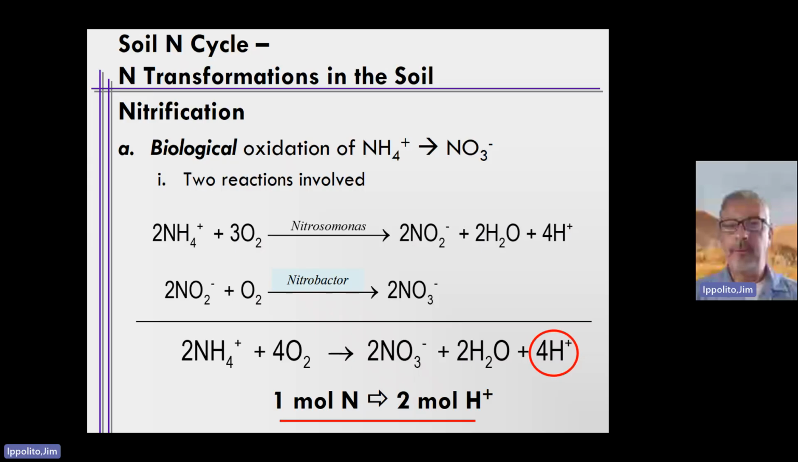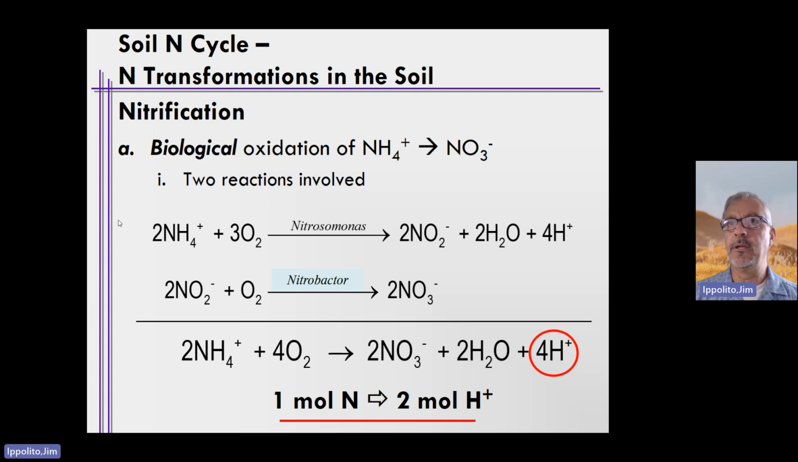So let's talk about the third transformation that occurs within soils, that remains in soils. And this third transformation is nitrification. Nitrification is simply a biological process whereby ammonium is converted to nitrate. And there are two reactions that occur in this process.